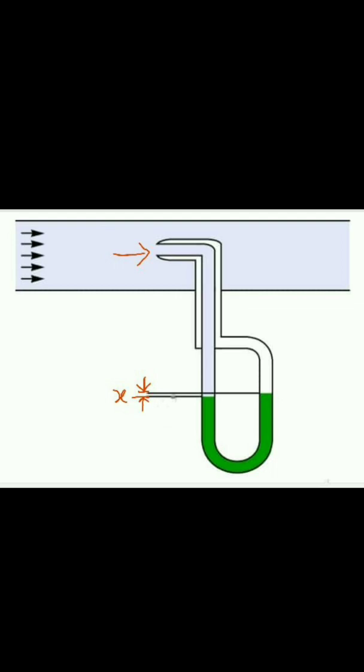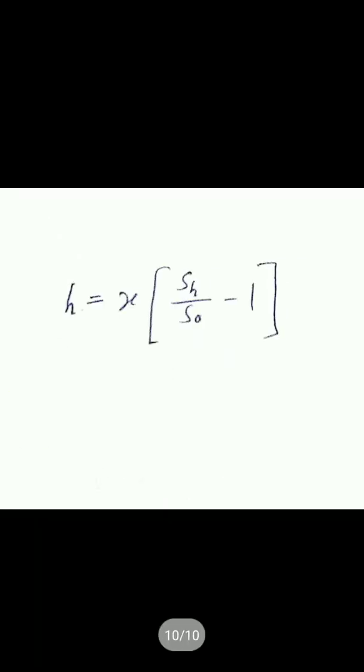The outlets of these two tubes are connected to a differential manometer, where the difference of the pressure head is measured by knowing the difference of the level of the manometer liquid, say x. Then h is equal to x in the bracket, specific gravity of the heavier liquid upon specific gravity of the lighter liquid minus 1. Okay, using this relation we can calculate the pressure head h, and putting it in the equation we can calculate the velocity. Now we can understand it better using this animation video. Okay, so let's go to the video.